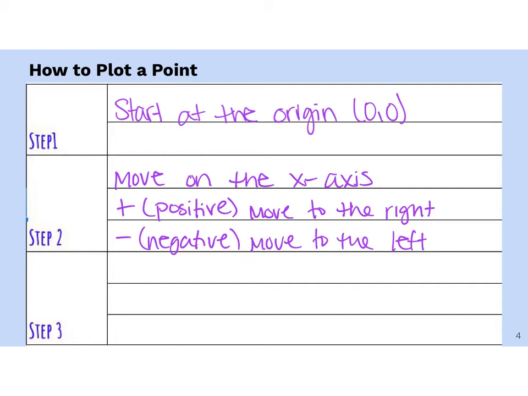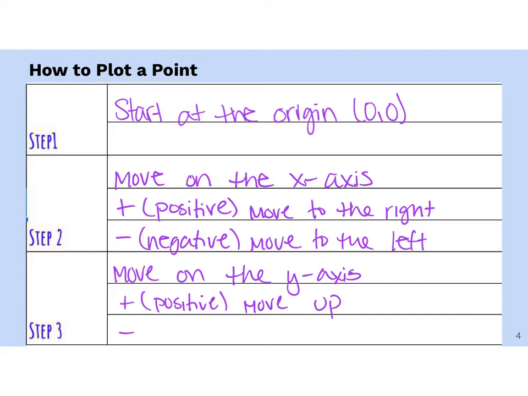Next and last step is now you're going to move on the y-axis. Again, you'll have two options. If it's positive, move up. If it's negative, move down. And then don't forget to plot the point. So when you're done moving on the y-axis, you actually put your point.